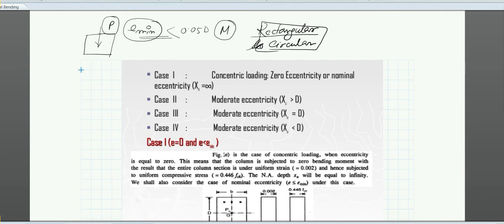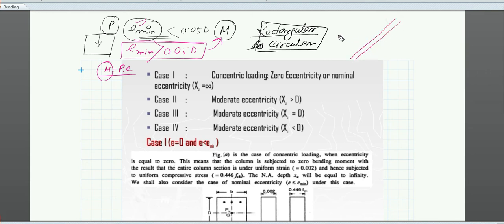So now today we will see that if this condition is not satisfied, that is, e minimum is more than 0.05 d, then you have to consider the moment, where moment becomes equal to P into e. That means the moment should be taken into account, but it is not like that always. Only the minimum eccentricity will contribute towards the moment. It is not like that.